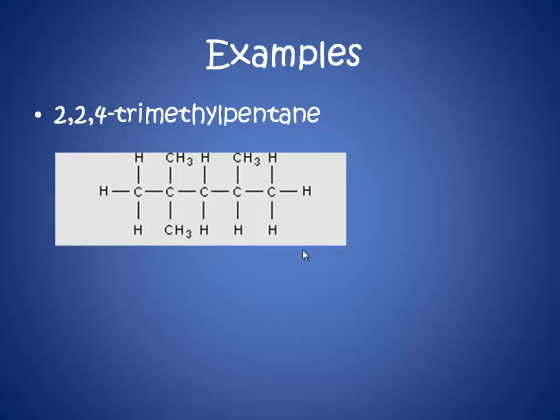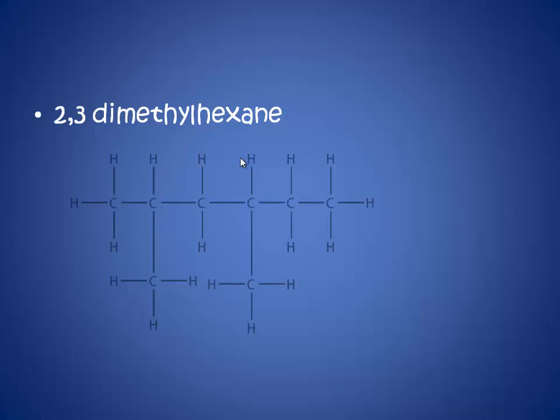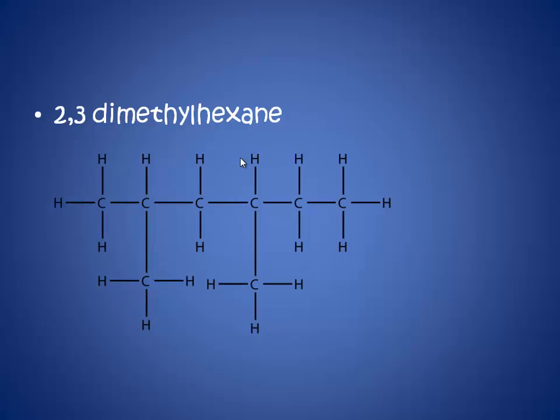We have more examples. 2,3-dimethylhexane. First, we pay attention to the basic structure, that is hexane. So we must have 6 carbons in a line. Here we have the 6 carbons, and then in the carbons 2 and 3 we must put a methyl.